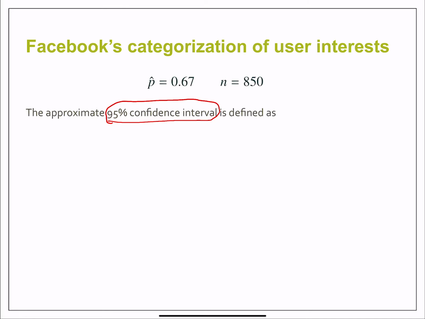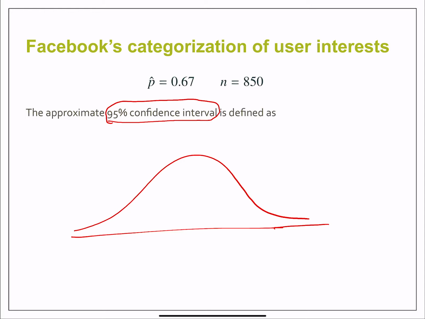But to explain it mathematically, what we mean is, if I draw a sampling distribution, and I put p, the proportion we're concerned with, in the middle, my 95% confidence interval would be from here to here, such that 95% of the values are from there to there.